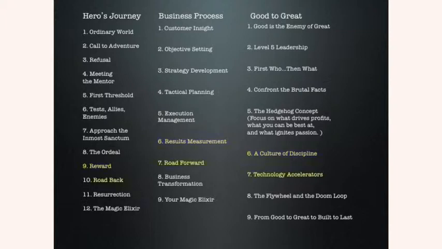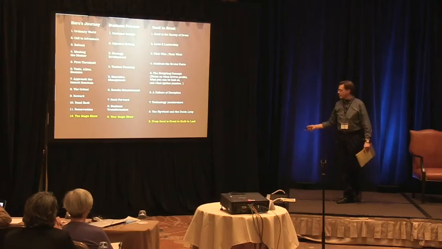But it's not enough. The road forward is using technology to accelerate this progress. And the resurrection is the flywheel and the doom loop. You either follow the flywheel and your company is transformed, or you take the loop of death and your company is destroyed. And that's the choice. And the magical elixir is, again, chapter 9, from Good to Great to Built to Last. And that's the magic secret of the thing that will save your company forever, according to Collins.